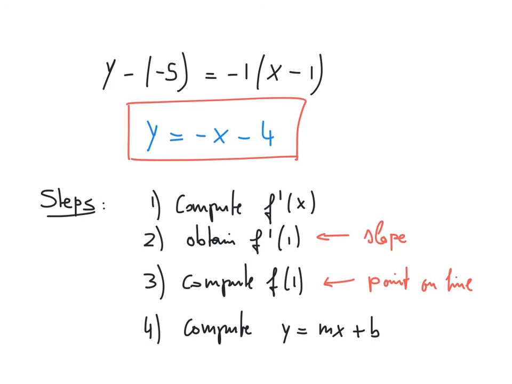Then you compute the original function, add the x for which you want to compute the tangent line. That gives you the point on the line, right? Then 1 comma f of 1 gives you a point on the line, and that you can use then to put into this point slope form and transform it into the slope y-intercept form, right? mx plus b. That's the 4 essential steps, and that's the template that you can use for all of these types of problems.